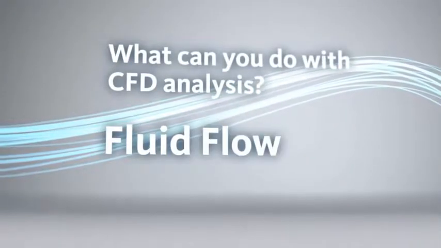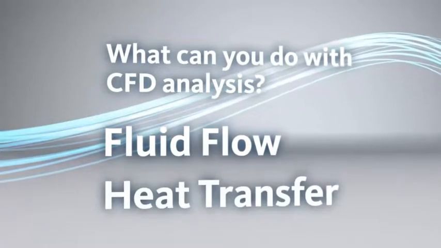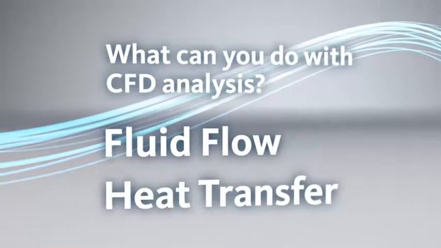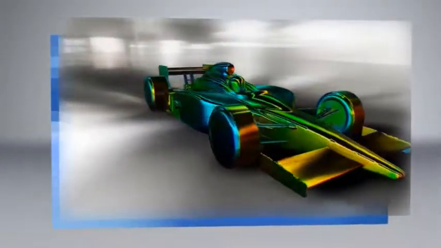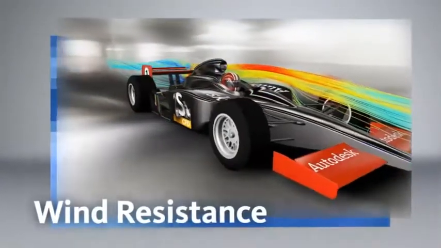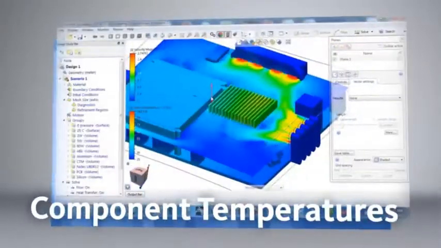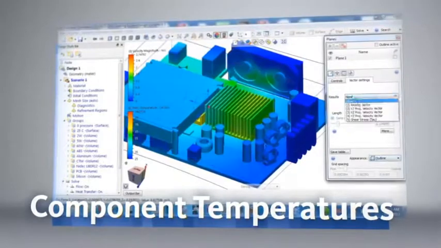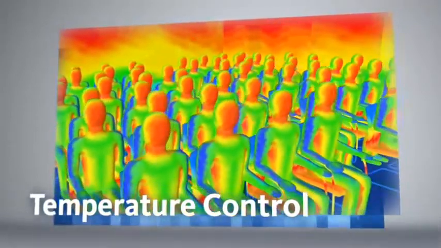Fluid flow is the study of how liquids and gases move in and around solid objects. Heat transfer is the study of how things heat and cool and the cause of these temperature changes. With CFD analysis, you can understand the flow and heat transfer throughout your design process. A few examples include wind resistance of a car or motorcycle, pressure drop through a water valve, component temperatures in an electronics enclosure, comfort of people in a crowded meeting hall. And that's just the start.